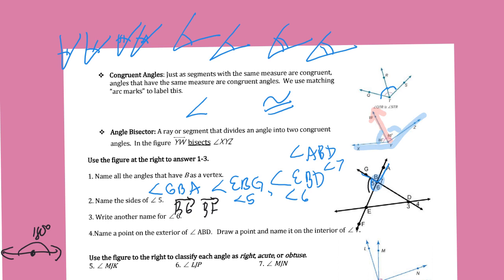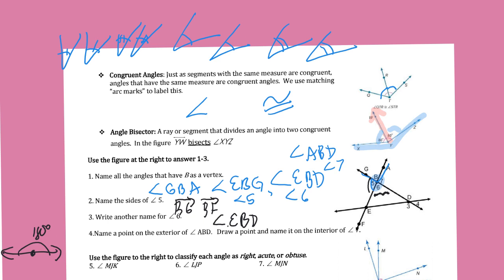What's another name for angle 6? Well, angle 6 is right here, and so it could be angle EBD. You could do FBD, that'd be another option. As long as you turn a corner at that vertex, you're going to be good. So B would be the vertex of angle 6. So EBD or FBD. Yes, you could go the other way around the circle. That's fine too.